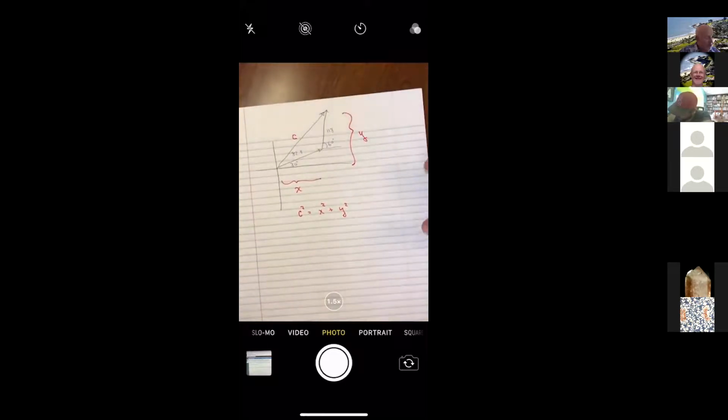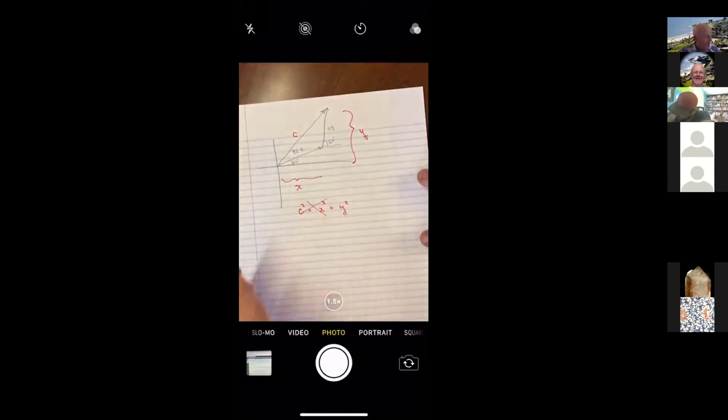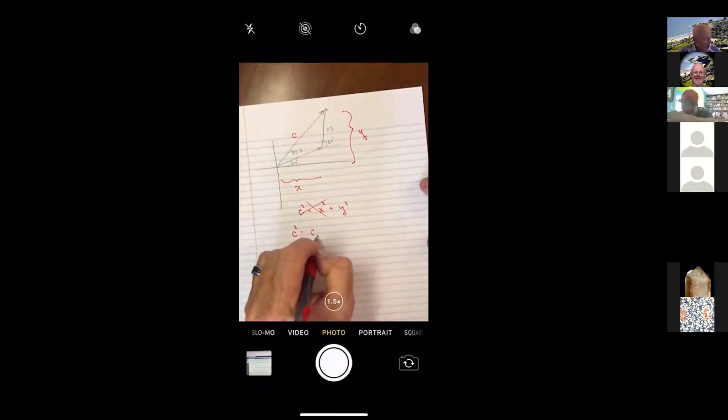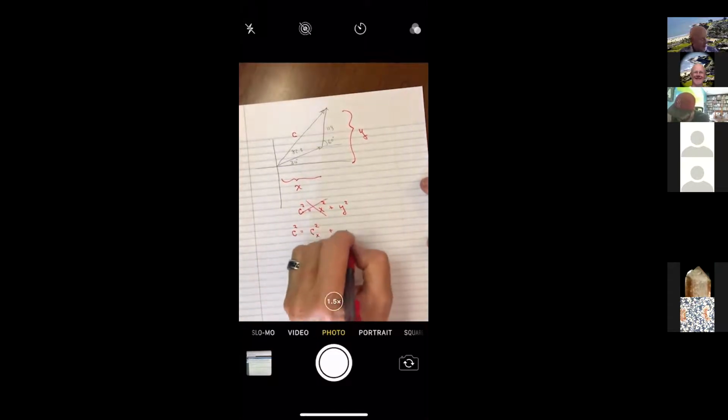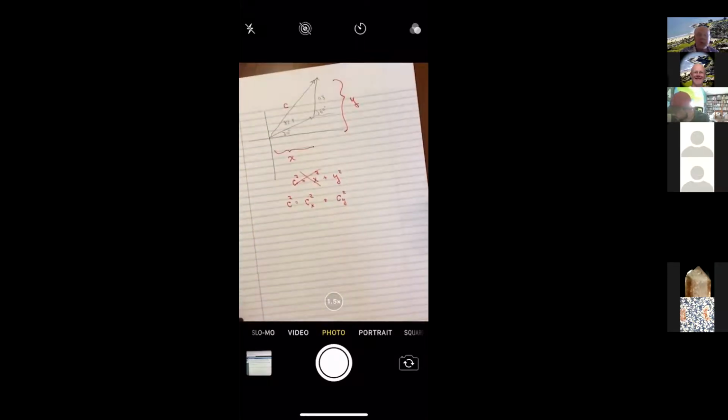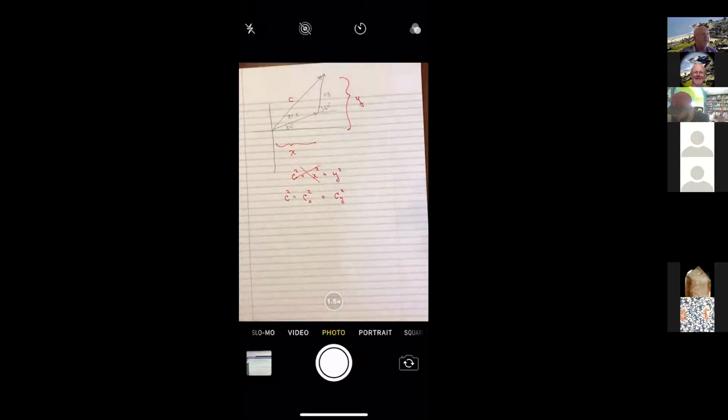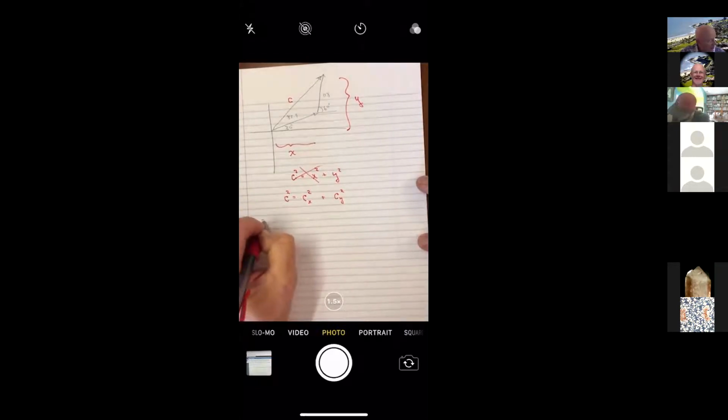A better notation than what I just did is C squared is equal how much in the X, and so this is called the X component of C. And then this is called the Y component of C. So that's the notation you might want to get used to. Now, here's the other thing. How do we get the X component?